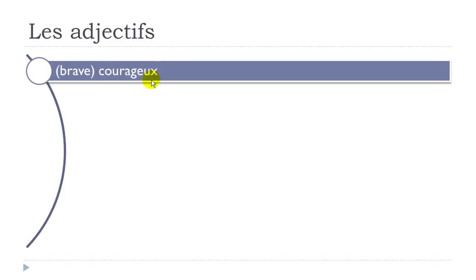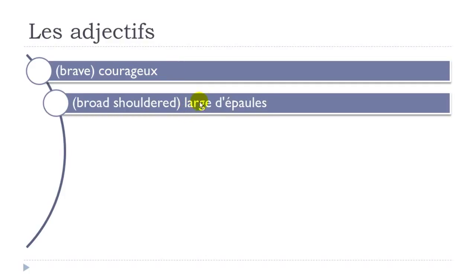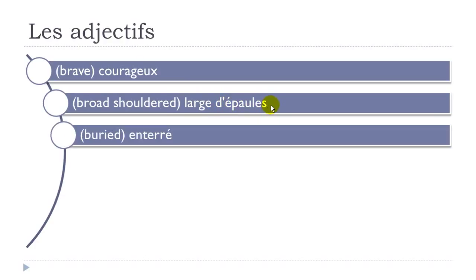Courageux, final X not pronounced. G-E-U together, they will give you this je, okay? Courageux, courageux. Large d'épaule, final S not pronounced. Large, final E here not pronounced. D'épaule. Enterré, okay, remember, N together, nasal, en, and then you get this double R here, and it will open the sound of the E, okay? Enterré, enterré.